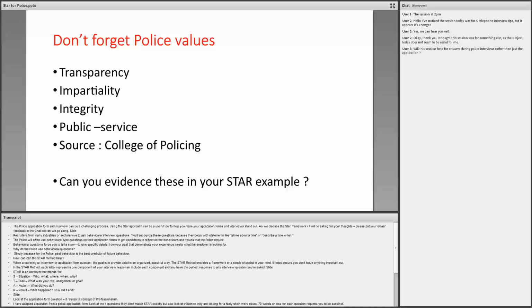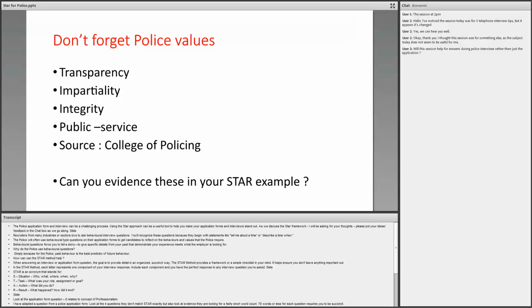Okay, values are an important part of what the police is looking for, as well as other public services. I've listed here 4 values that the police think are very important, as well as professionalism. So I've got transparency, impartiality, integrity, and public service. These are from all the College of Policing websites.